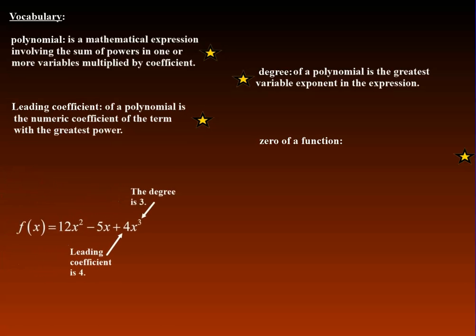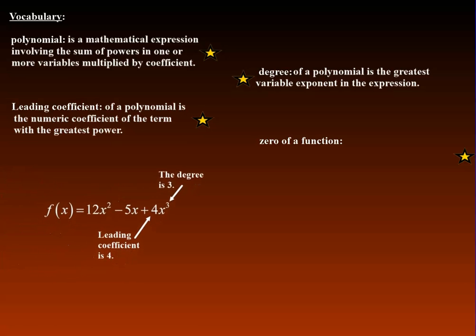An example of all this is here. We have f of x equals 12x squared minus 5x plus 4x cubed. The degree is always the highest exponent. So we have a 2, a 1, and a 3. Since 3 is larger than the other two exponents, our degree is 3. The leading coefficient is always found with the term that has the highest degree. Since x cubed is the highest degree, our leading coefficient is 4, which is in front of the x cubed.